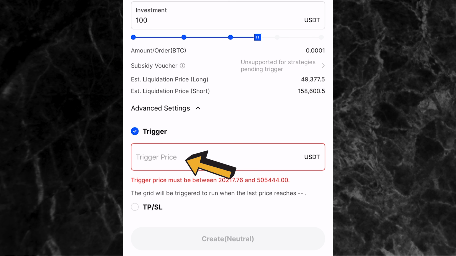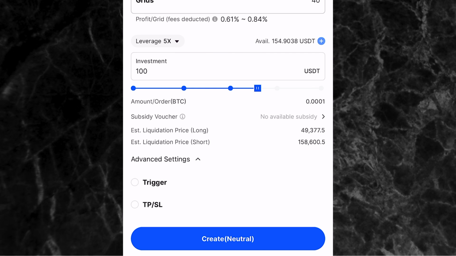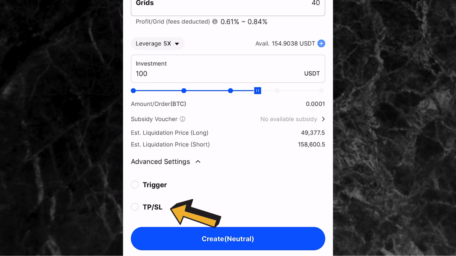And if you don't enter anything, it means that once you click on create, the trading bot will take the first trade immediately. That's the meaning. So I want the trading bot to start immediately, so I'll not be putting anything right here. And the next thing is to enter your take profit / stop loss. So I'll click on it.